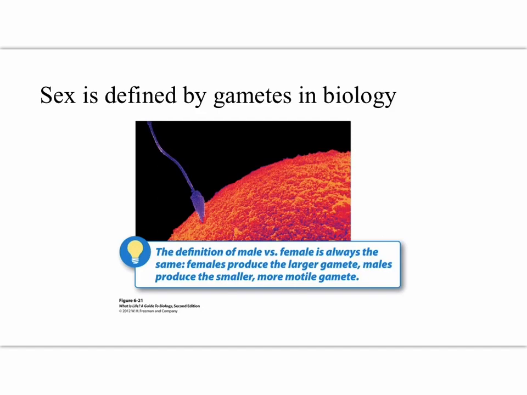A male will always produce the smaller, more motile gametes that swim around or move. Females always produce the larger, less motile gamete, the egg cells.